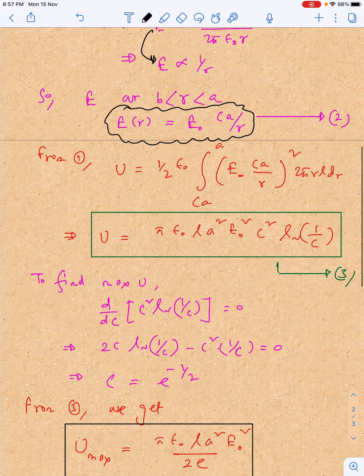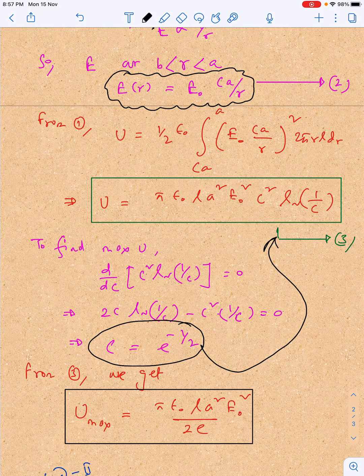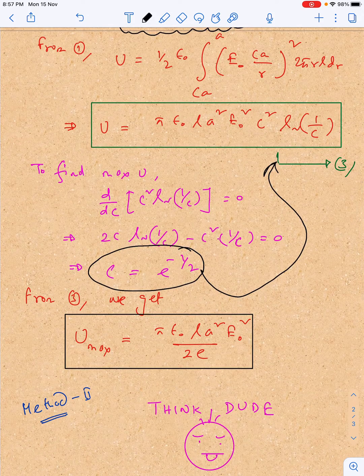Now to find the maximum of U, what do we do? We set dU by dc of this quantity equal to 0. It's a standard result. After derivation, we get c equal to e to the power minus half. If I substitute this result here, we get U max equal to pi epsilon naught L a squared E naught squared by 2e. And it's a standard result.